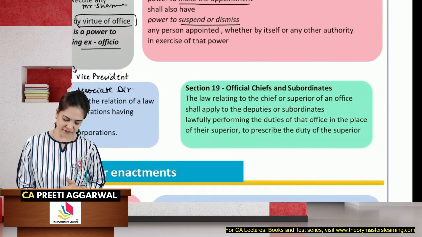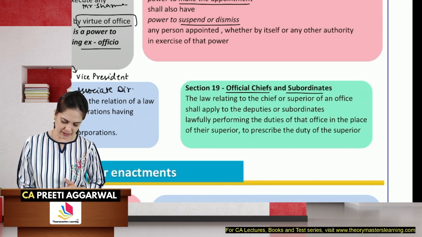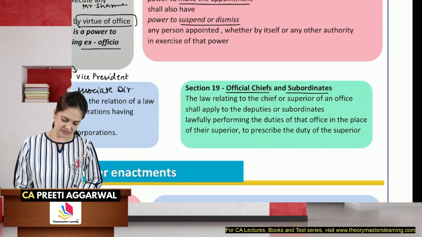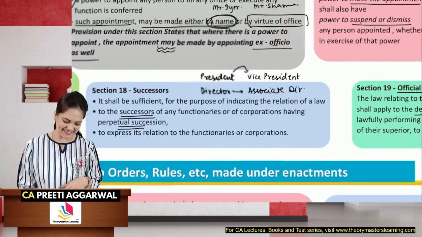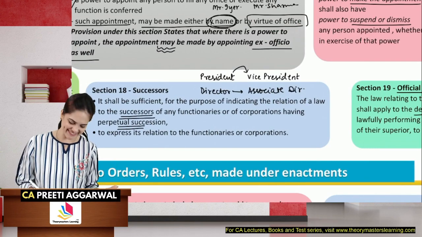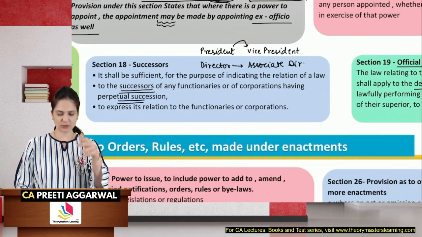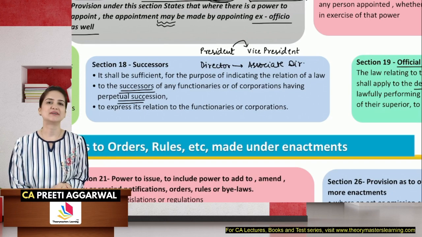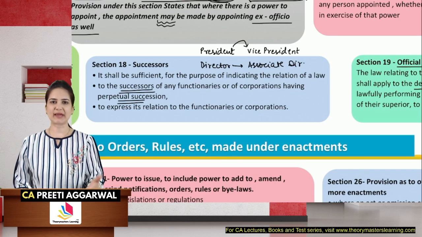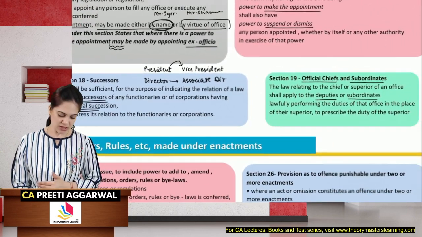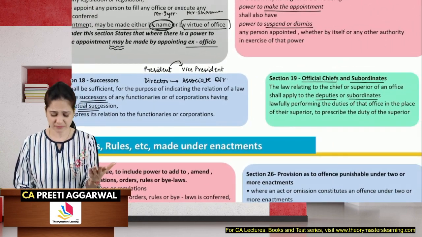Then we have official chiefs and subordinates. The law relating to chief or superior of an office shall also apply to the deputies or subordinates. It is very similar, yes, to the point of successor. They are saying it shall be sufficient for indicating the relation of law to the successor of functionaries. So the laws which are applicable to the main authority will automatically be applicable to the successors, to the chief also.